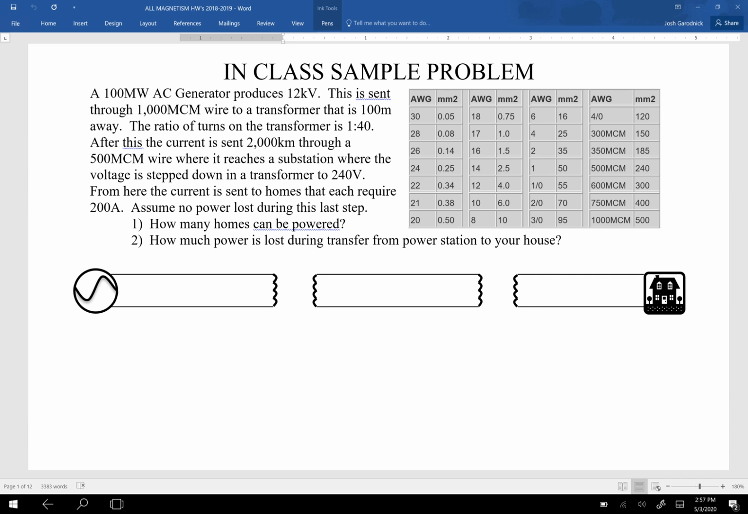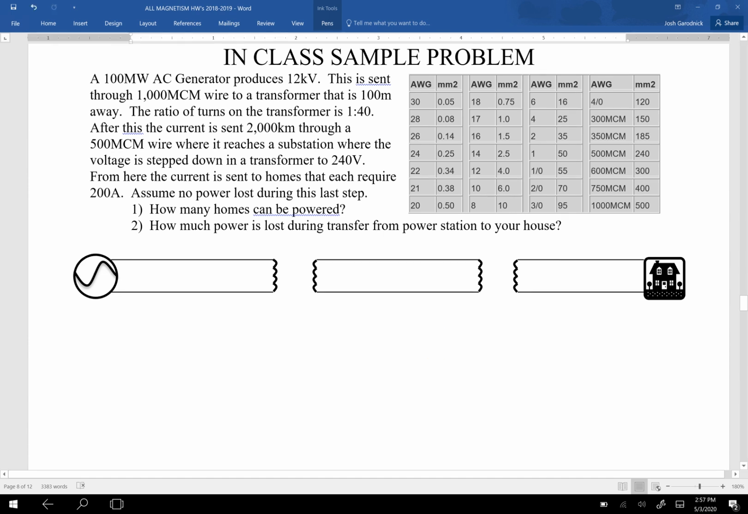So we're going to read some things here. We have a 100 megawatt AC generator producing 12 kilovolts. You may want to write this somewhere else on the side, but megawatt means 10 to the 6th. Mega means 10 to the 6th. Mega millions is a good way to remember it. It means millions. So 10 to the 6th. And you should know by this time of the year that kilovolt or kilo anything is 10 to the 3rd.